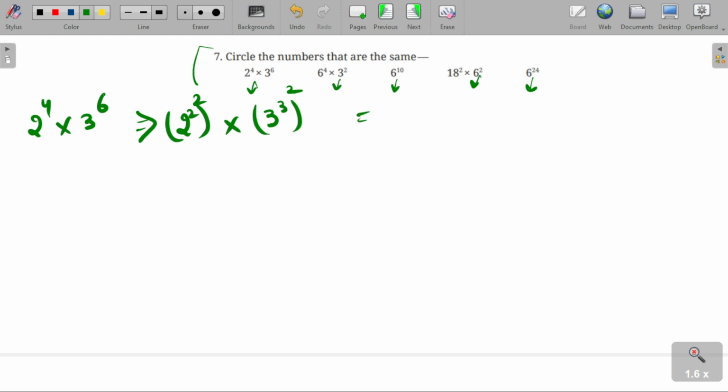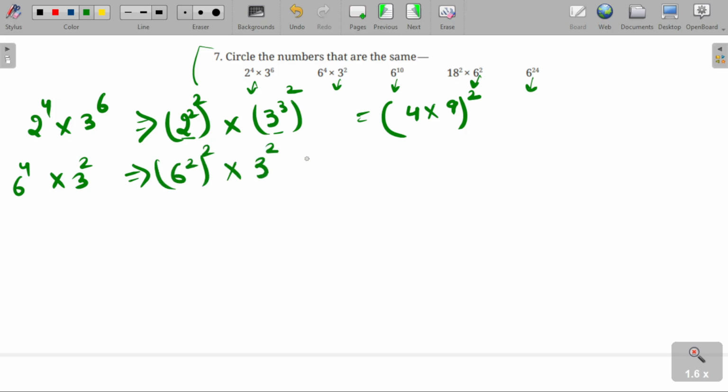Now see, the base values have the same power. So it can be written as 4 into 9 the whole square, right? You can leave it here. Now look at this. 6 raised to 4 into 3 square can be written as 6 squared whole squared into 3 squared, which is leading us to 36 into 3 the whole square. Okay, this is 27.